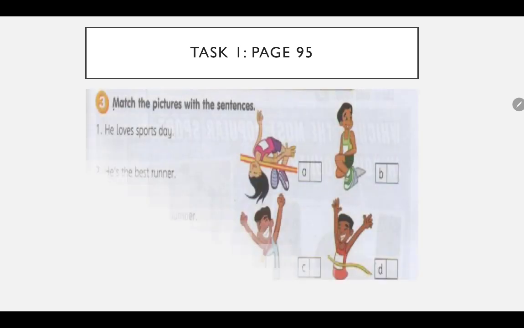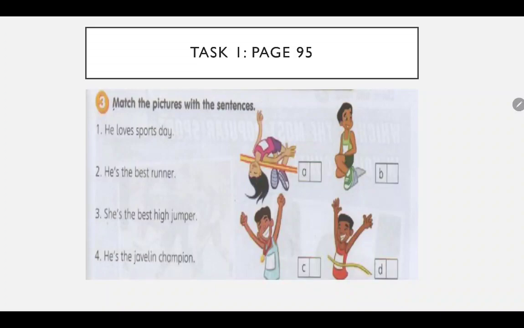So, you are going to do task 1 from page 95 in the Google form. So, you have to match the pictures with the sentences. Number 1, he loves sports day. Which picture do you think matches this sentence? A, B, C, or D? Number 2, he's the best runner. Is it A, B, C, or D? Number 3, she's the best high jumper. A, B, C, or D? And number 4, he's the javelin champion. A, B, C, or D?